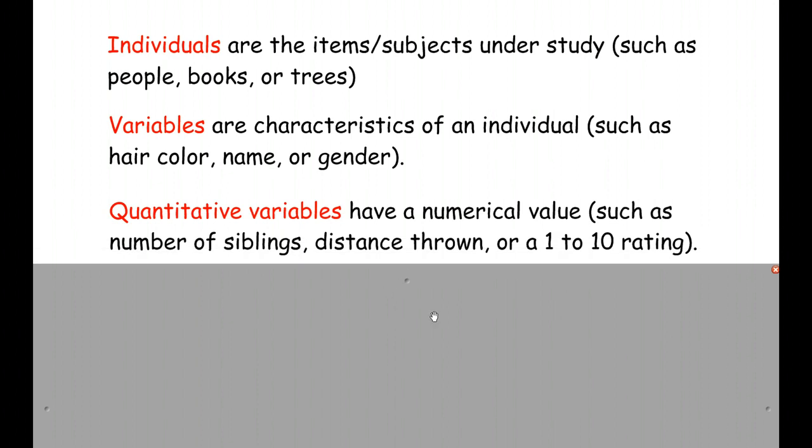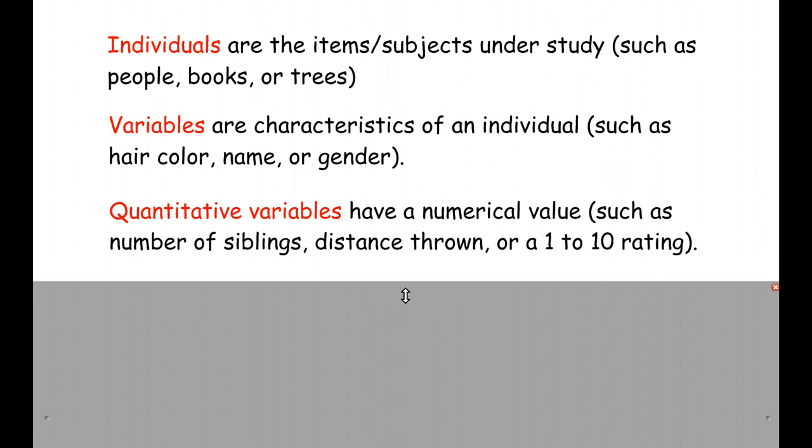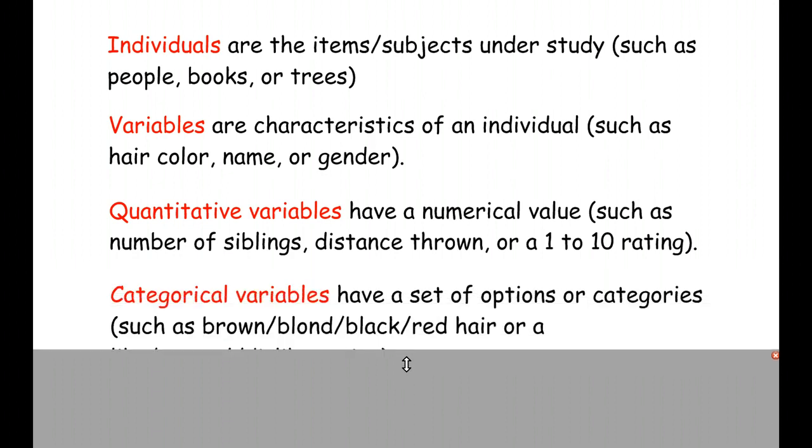Quantitative variables, if we want to get more specific about our variables, have a numerical value. So how many siblings do you have? There's a number. How far can you throw a baseball? There's a number. 1 to 10 rating, there's a number, things like that. And again, height, like I mentioned before.